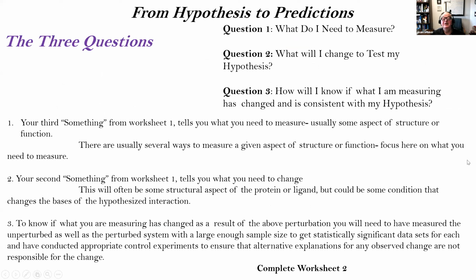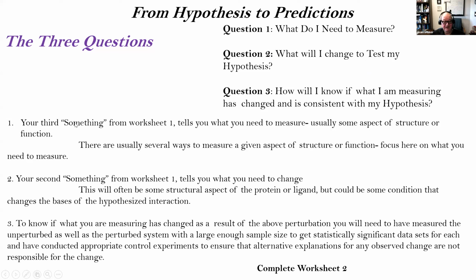And then we move into going from hypothesis to predictions. And this is in the rule of threes motif. This is the three questions. And the three questions are, what do I need to measure? What will I change or perturb to test my hypothesis? And how will I know whether or not the change is significant and consistent or inconsistent with my hypothesis?